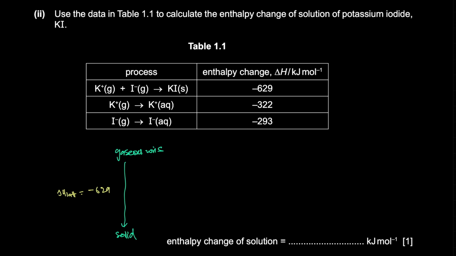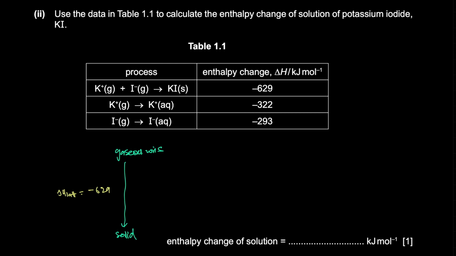They've also said that if you convert the gaseous ions into aqueous ions, what you have is hydration of potassium ions and hydration of iodide ions, and that enthalpy change is 322 minus 293.